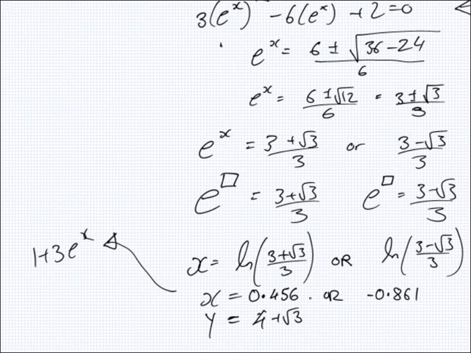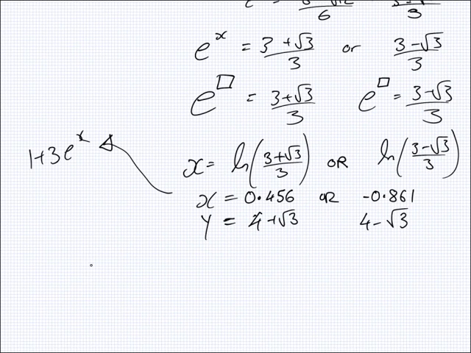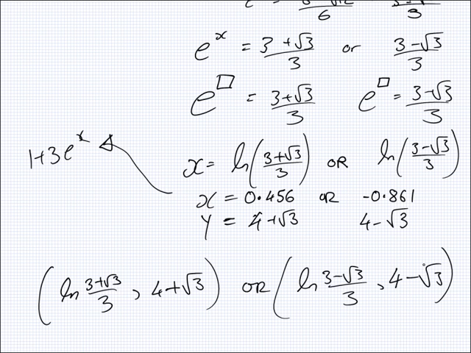Yeah, okay. And if you sub in this one here, that would be 4 minus root 3, which seems believable. So if you want to give the exact answer, the first one was log 3 plus root 3 over 3, comma, 4 plus root 3, or log 3 minus root 3 over 3, comma, 4 minus root 3. That's the exact answer. But how do you get 4 plus root 3?